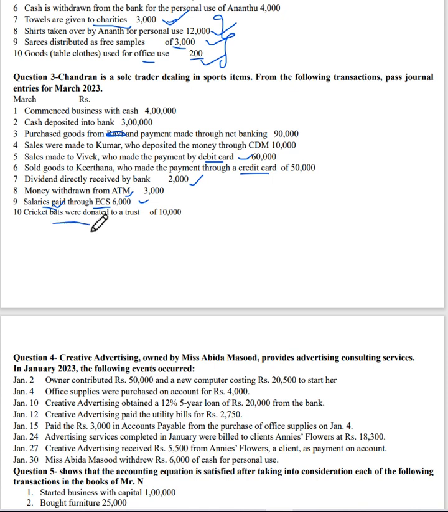Next, cricket bats were donated to a trust of rupees 10,000. It is again the same. He is a trader here, a sole trader dealing in sports items. He is buying and selling. That means that we have to show it in the purchase account. He has purchased the goods, from which he has donated the goods, that is sports items, donated to a trust worth rupees 10,000, that we have to credit. Donation account debtors to purchase account. 10,000 should be credited here.